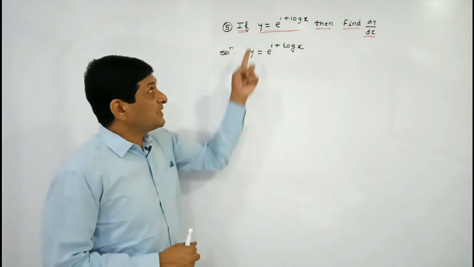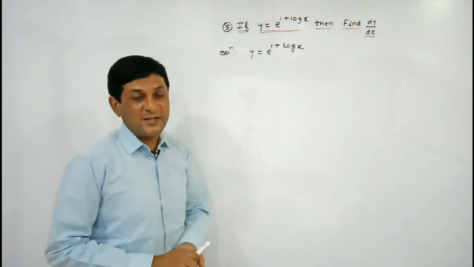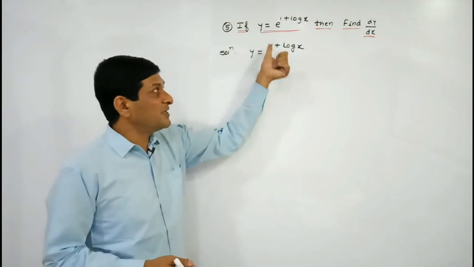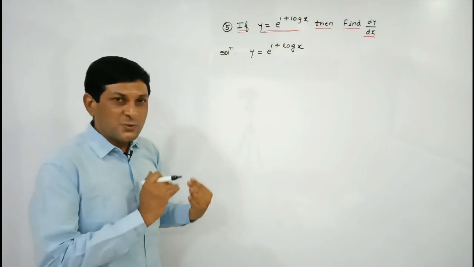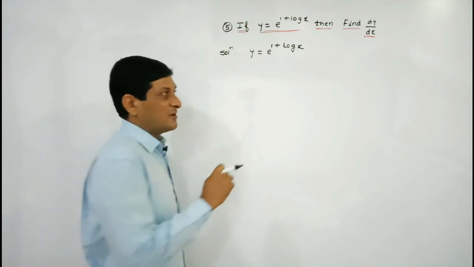Now observe the last example from the second part of the question bank. So what is the example here? y is equal to e raised to power 1 plus log x. Using this we have to find out dy by dx. So first we have considered the given function y is equal to e raised to power 1 plus log x. So here it is possible to simplify this function. So first we will simplify it, and later on we will find out its derivative.